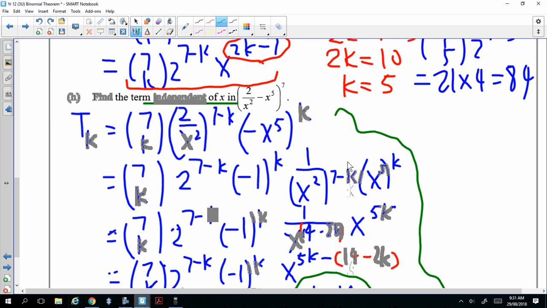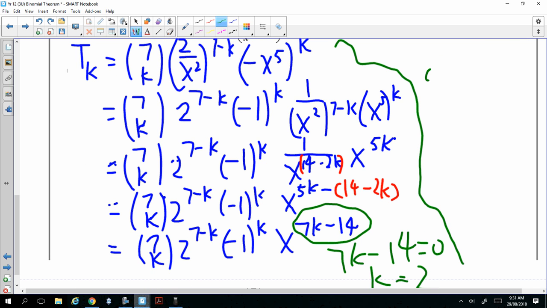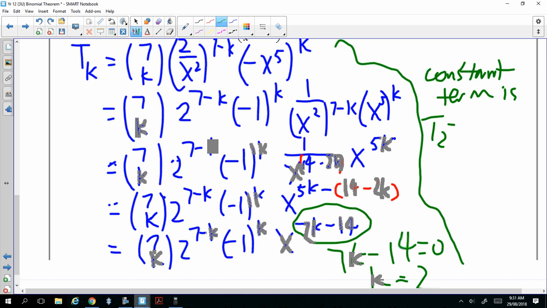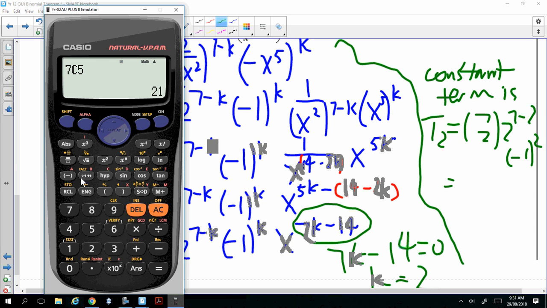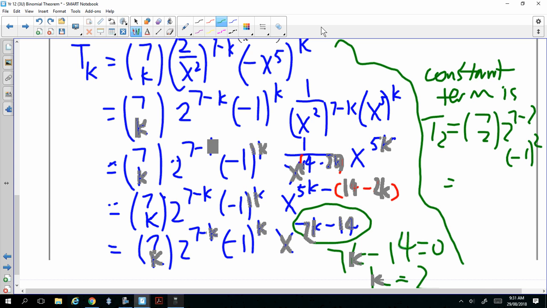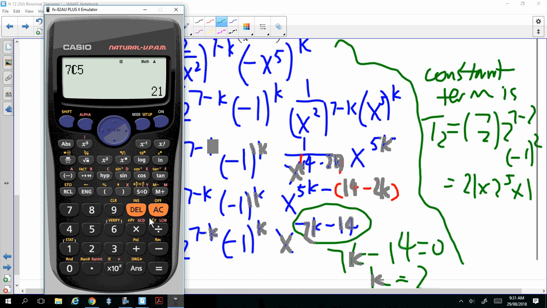7 choose 2, 2 to the power of 7 minus 2, negative 1 to the power of 2. What would that be? Use a calculator. 7 choose 2 should be 21 by symmetry. 21 times 2 to the power of 5 times 1 to the power of 5 is 32. Yes, 32 times 21 is 672. Hopefully you all got that. 672. Yep. Everyone got that?